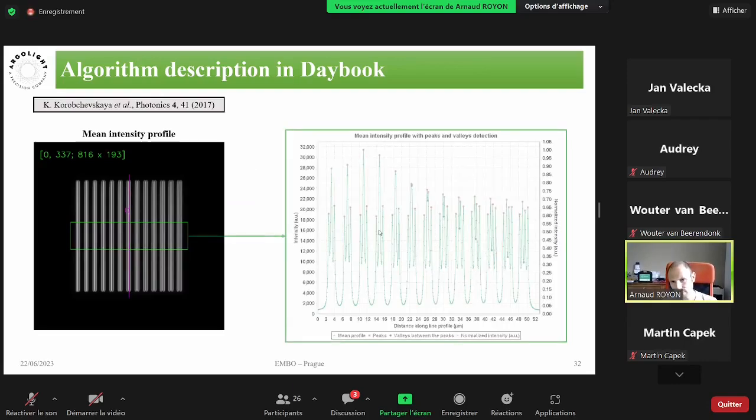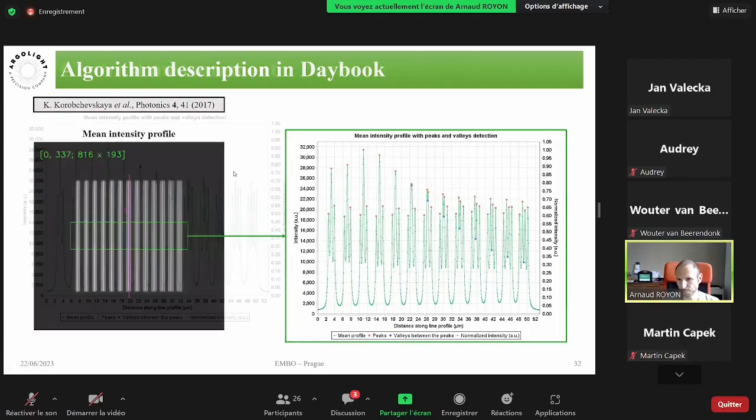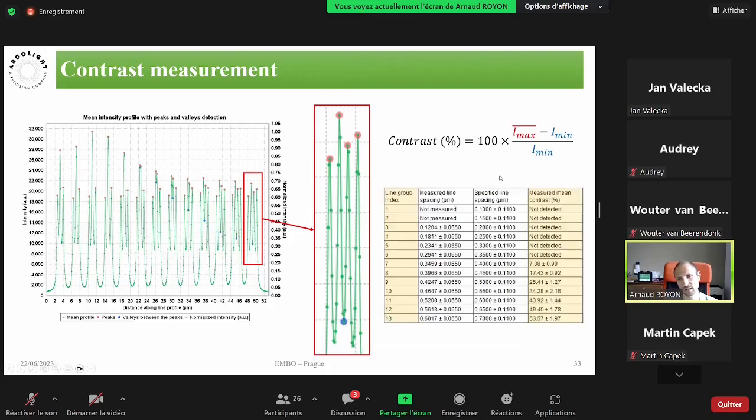This is what we get. Then we detect the peaks and the valley between the two inner lines in order to measure the contrast for each group of lines. The contrast is given by this formula: the average of the four peaks minus the valley intensity, divided by the sum of these parameters. So at the end, we get several contrast measurements for each line group index.